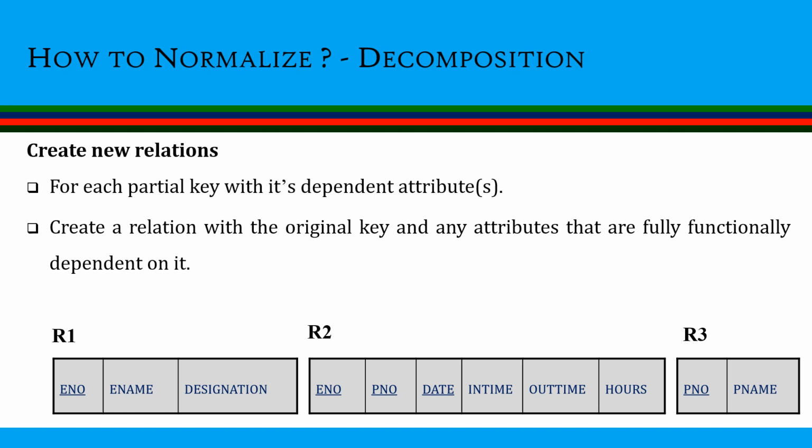Now we can see that the primary key of relation 1 is E number. The non-key attributes are fully functionally dependent on it: E number implies E name, designation, that is fine. Similarly, in relation 2, E number, P number, date together determine the unique value for in time, out time, hours. So that functional dependency exists. Similarly, R3 is also fully functionally dependent. So we avoid these partial dependencies by decomposing the relation into new, smaller relations.